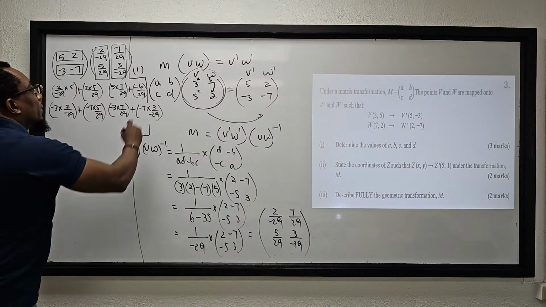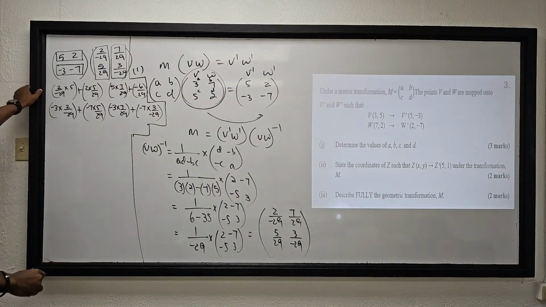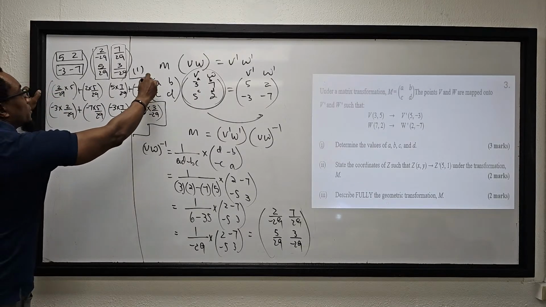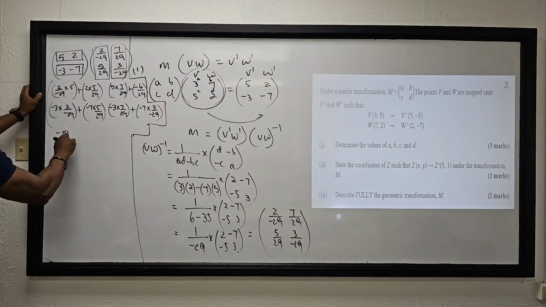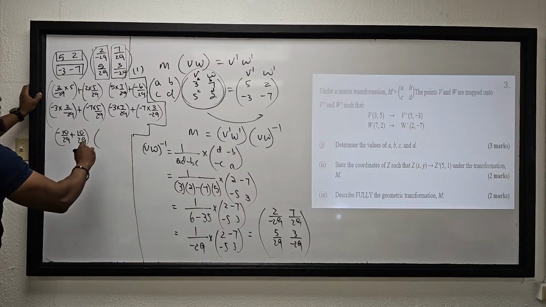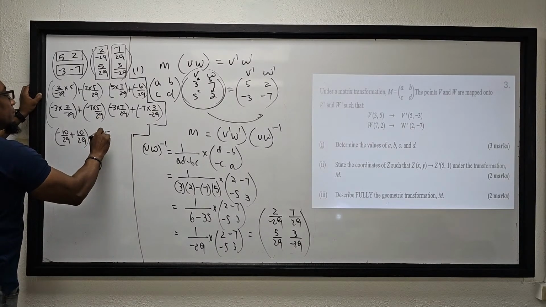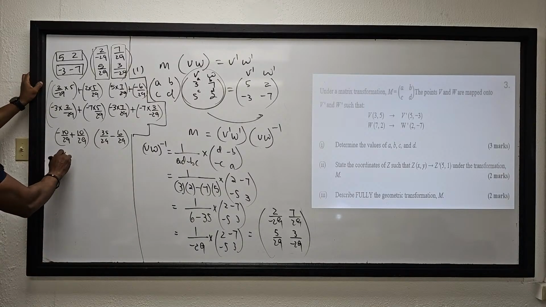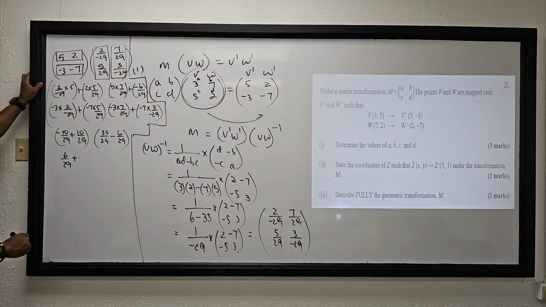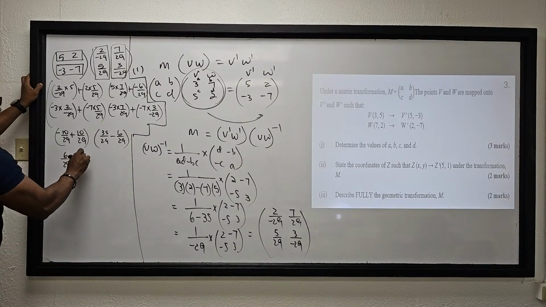So we simplify that. What are we going to get? Because I have my two sets of brackets, this will become negative 10 all over 29 plus 10 all over 29. This will be 35 all over 29 minus 6 all over 29. This will be negative 6 all over 29, in fact positive 6 all over 29 plus negative 35 all over 29.